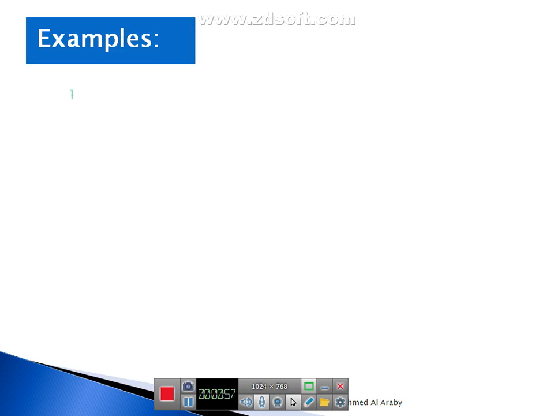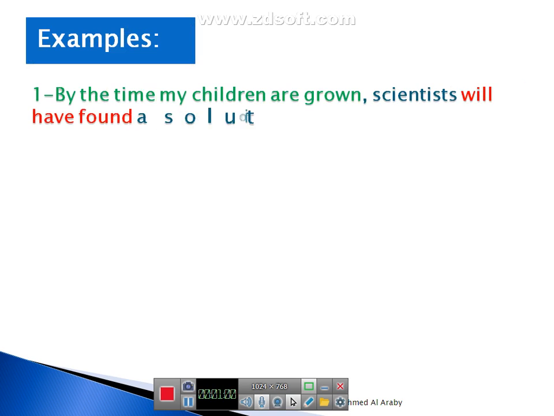Let's study these examples. By the time my children are grown, scientists will have found a solution to global warming. Here we have an event that will happen in the future. Before this event, there is an action that will be completed before this event. This action is finding a solution to global warming. So we can say that by the time my children are grown, scientists will have found a solution to global warming. Global warming refers to the increasing temperature of the earth.